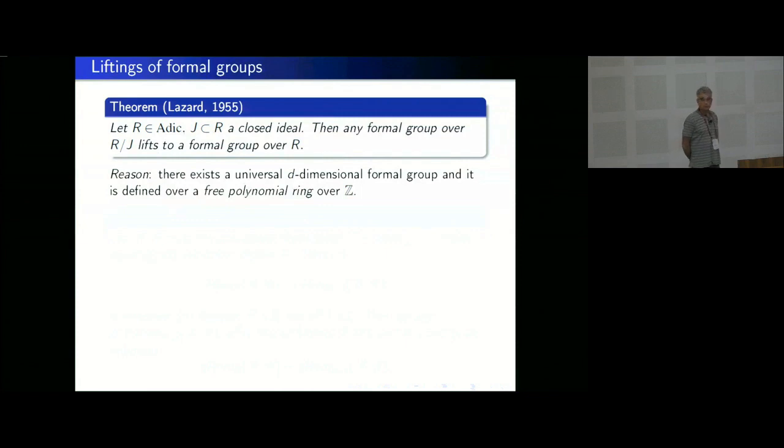The reason is not so easy. The proof is not so easy. Lazard shows that there exists a universal d-dimensional formal group law in a certain sense, but the important thing is that the universal ring over which it is defined is a free polynomial ring in infinitely many variables. So every formal group law is obtained by specializing this universal one up to isomorphism. And of course, if it's a free polynomial ring, you specialize them, you want to lift them, you just lift the specializations as you want.